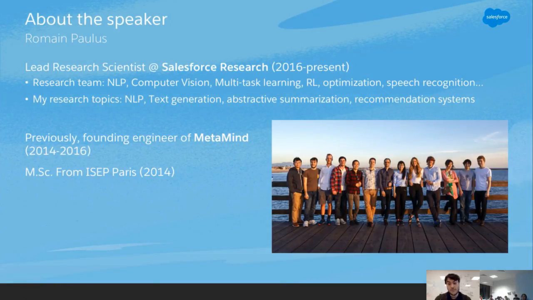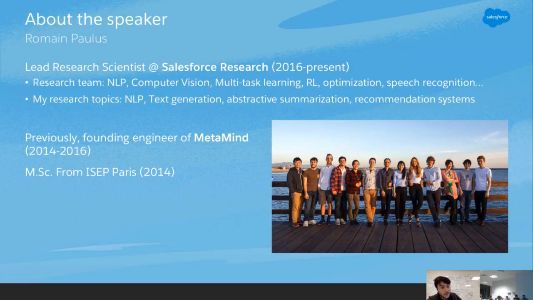So before we go into more detail, I'd like to give you a bit more details about the work I do and the work that's done within my team. So I am a lead research scientist at Salesforce Research, which is a fairly new research group that has been in existence for about a year and a half. And we are based in Palo Alto, California. So within my group, we do mostly deep learning-based research around all kinds of NLP problems, as well as computer vision, multitask learning, reinforcement learning, and also optimization in general. And I specifically focus on NLP problems such as text generation, as well as abstractive summarization.